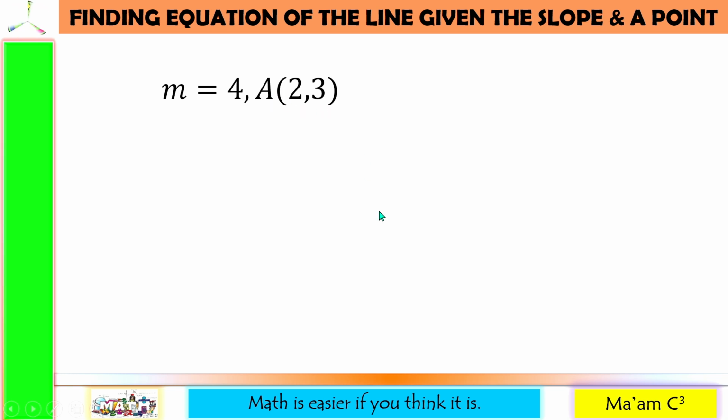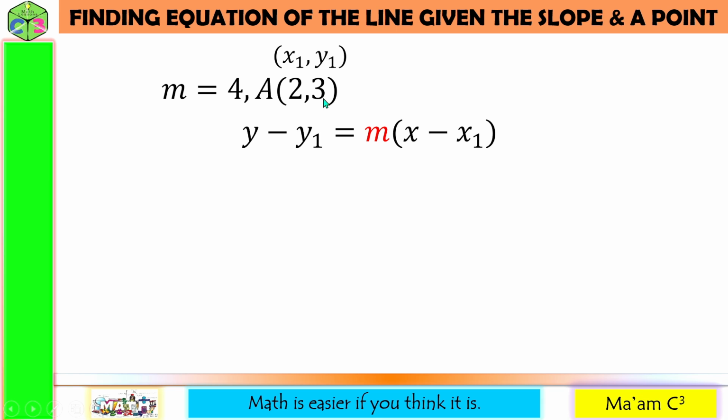Let us recall again our formula. So (2, 3) will be our point. So this will be x sub 1 and this is y sub 1. Let us now substitute y minus y sub 1. Our y sub 1 is 3, so y minus 3. Our slope is 4, so equals 4 times x minus x sub 1. Our x sub 1 is 2, so this will be x minus 2.